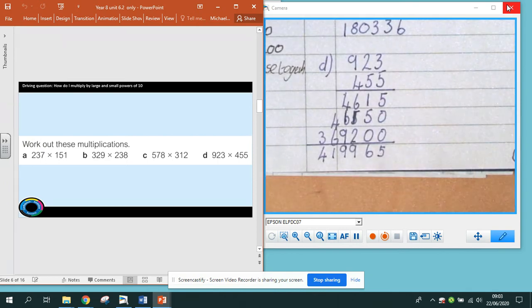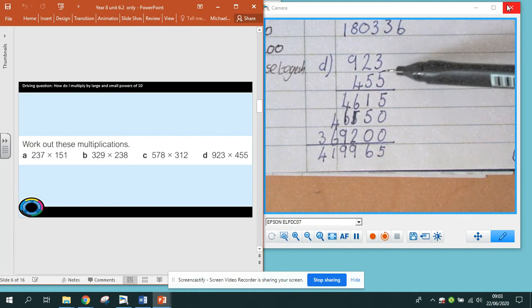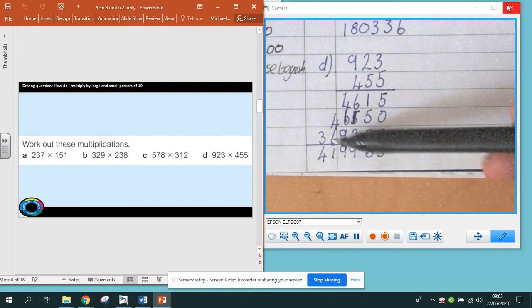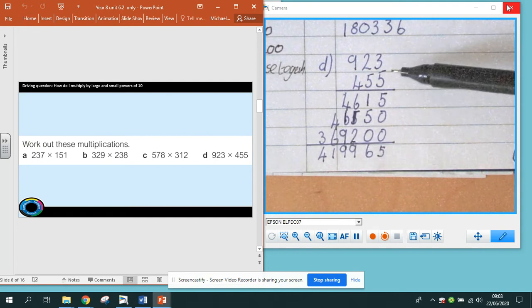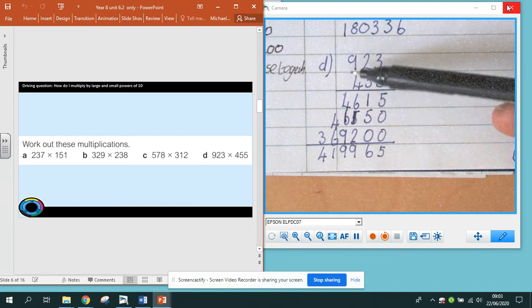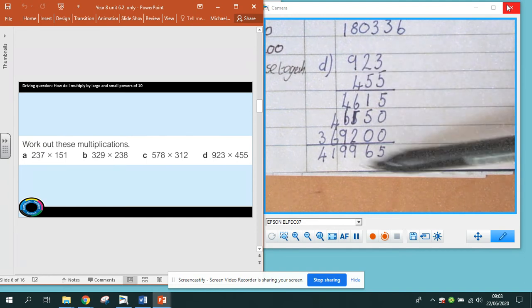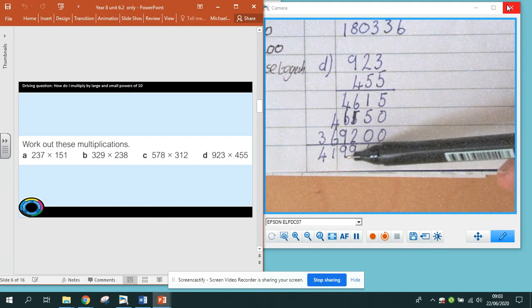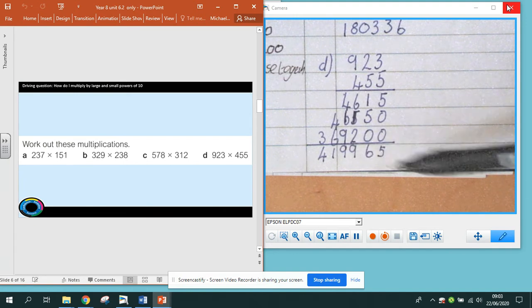And lastly, the biggest one of all, I really did start this one in the wrong place. I should have started it about here, because as you can see, we go a long way across. Same thing again, we multiply first by 5, then by 50, then by 400, and that gives me 419,965.